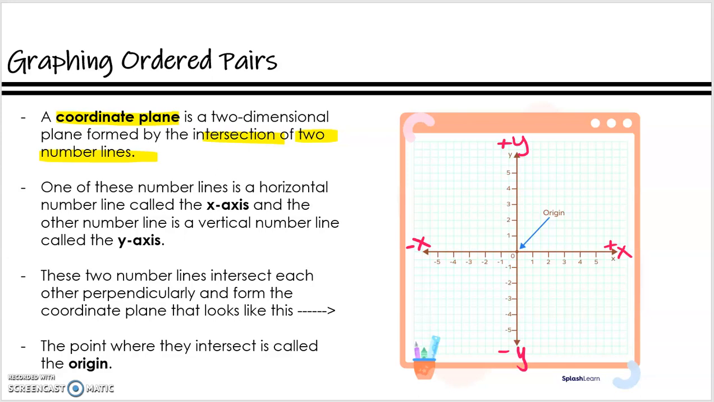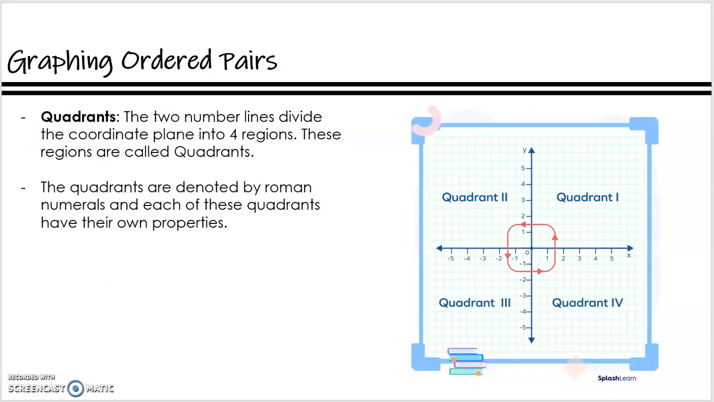These two number lines intersect and they form the coordinate plane that looks just like this. The point where they intersect, like I said a second ago, is called the origin. You can see that right here. So within a coordinate plane we have quadrants. Quad means 4, so your quadrants are your 4 regions. The quadrants are noted by Roman numerals is what you're normally going to see.